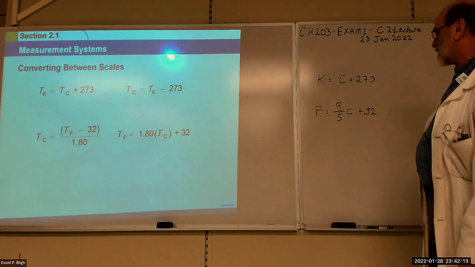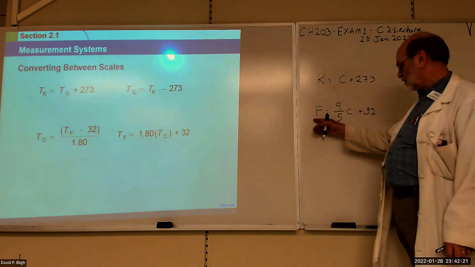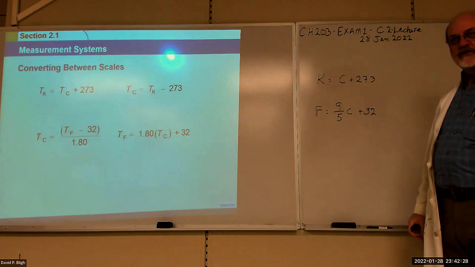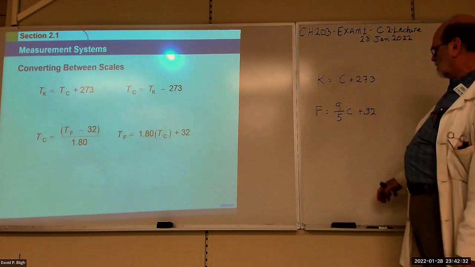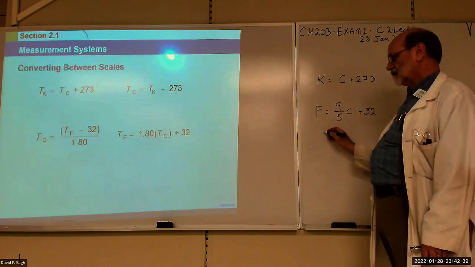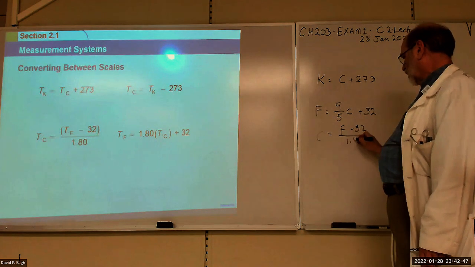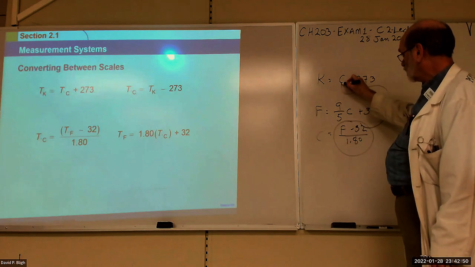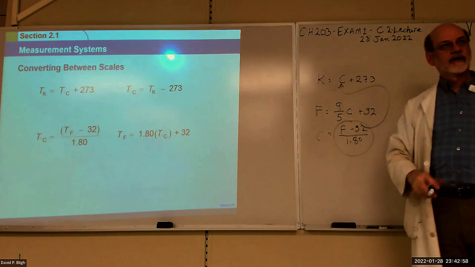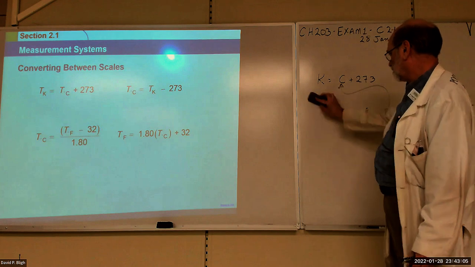Okay. What if you're given a Fahrenheit and the answer should be Kelvin? Convert to Celsius and then convert to Kelvin. That's one way. Or if you like algebra, you say, okay, I want Kelvin. Let's solve this equation for Celsius. Right? So it's going to come out like this. It's going to be Fahrenheit minus 32 divided by 1.8. And then you take that value, plug it in there. So it's this plus 273. And you can just plug in Fahrenheit and get Kelvin. Okay, that's a substitutionary way. Either way is valid.